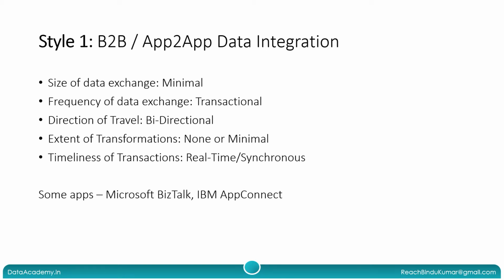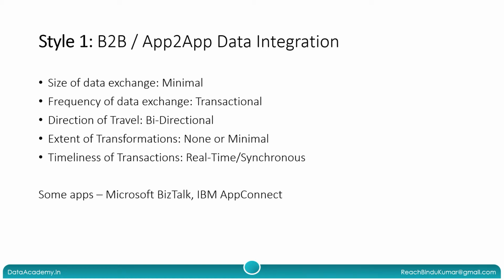Second characteristic, frequency of data exchange. What triggers the data exchange in the first place? The data exchange happens only when there is a transaction, right? So unless you visit Trivago and look for a hotel and book it, there is no data transfer between Trivago and, let's say, Marriott. So the frequency of data exchange is purely based on the transactions that happen.